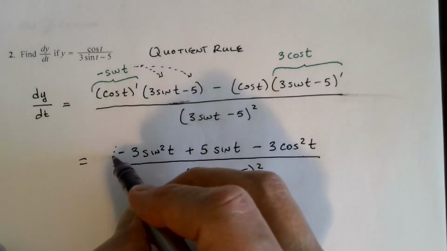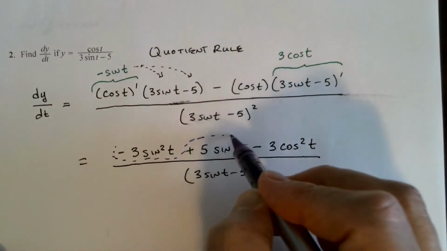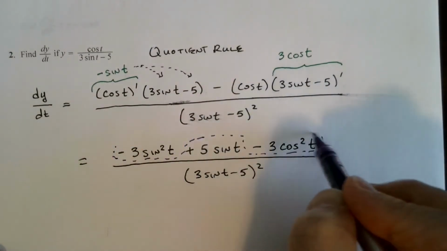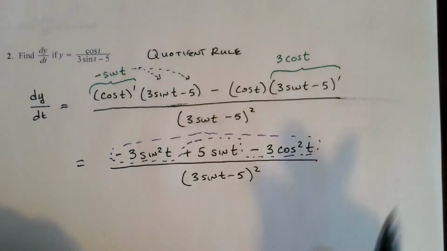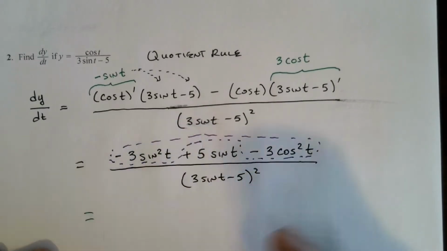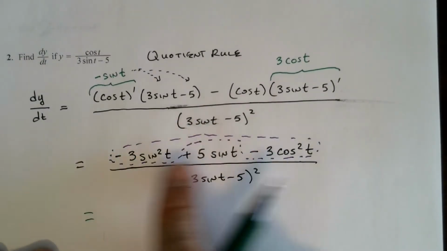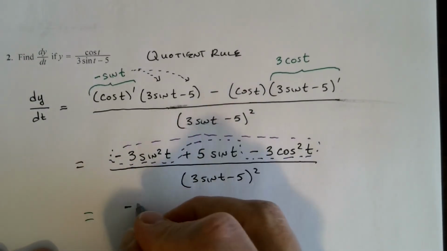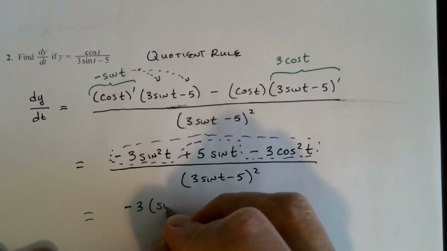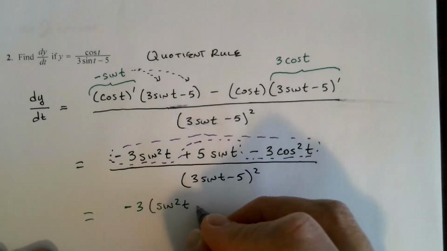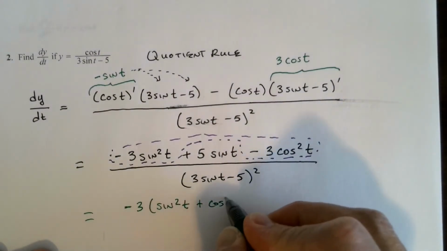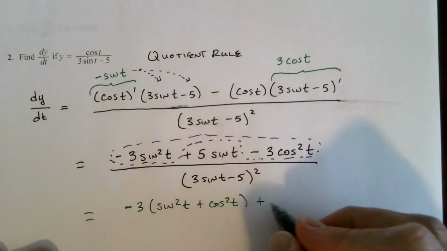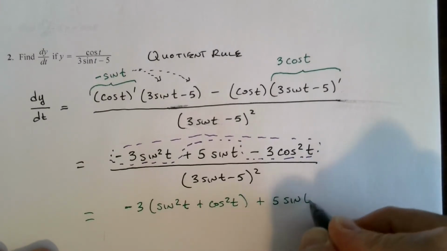Kind of like this guy and this guy. Yeah, I can pull those two together. I'm going to pull them to the front, so to speak. And both of them have a negative 3 factor. I can pull that negative 3 factor out of those two expressions. And what am I left with? Sine squared, I pulled a negative 3 out of here, plus, right, cosine squared t. I still have this plus 5 sine of t. Don't forget that's floating around there.